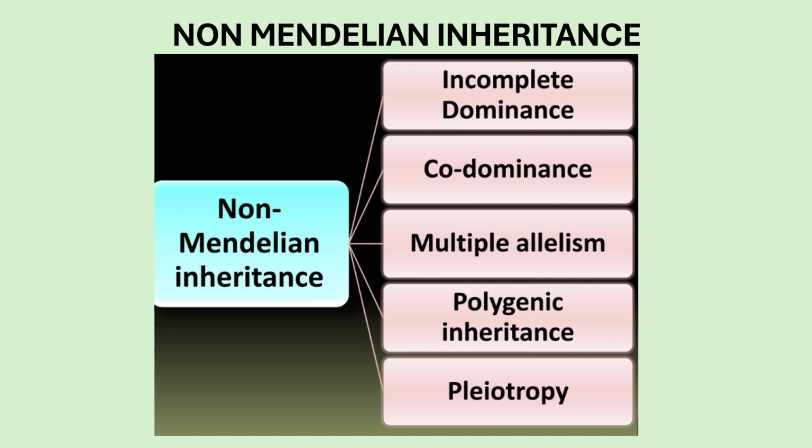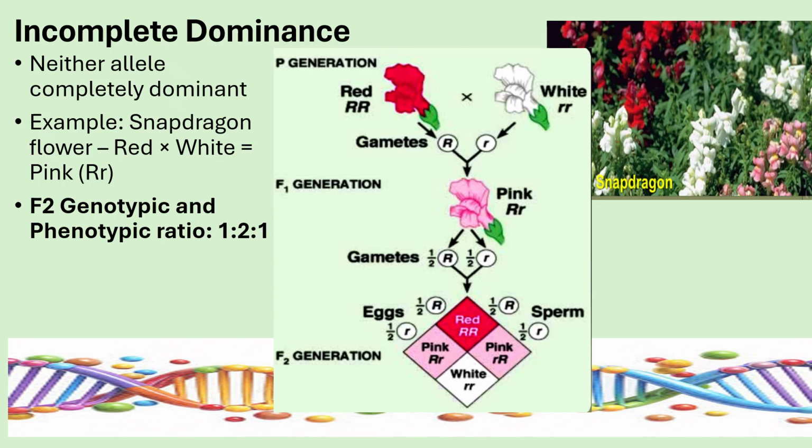The first one is incomplete dominance. Now what do we mean by that? Incomplete dominance, we will study ahead. Incomplete dominance states that the dominant allele is not completely able to mask itself over the recessive one. As a result of this, the heterozygous state that we get will have an intermediate structure.